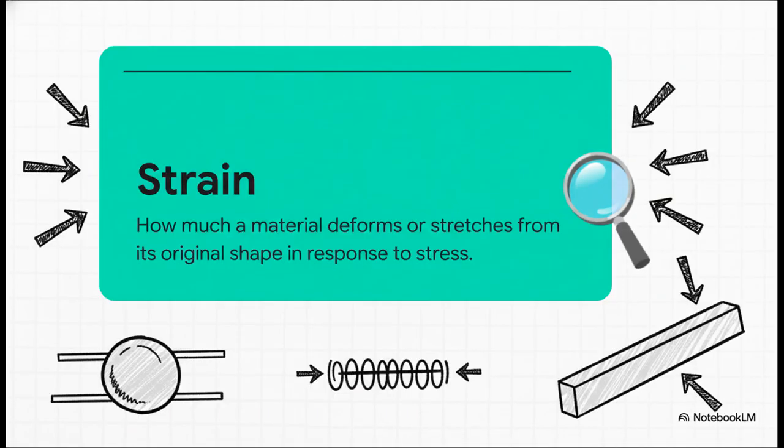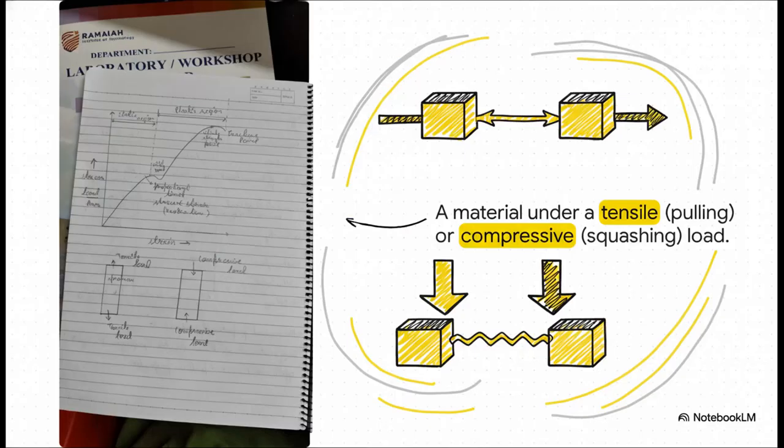Now, if stress is the action, then strain is the reaction. It's really just a way to measure how much the material actually changes its shape. How much it stretches or squashes or bends away from its original form when all that stress is being applied. And you can apply stress in two basic ways. You've got a tensile load, which is a pulling force that stretches things out, and then you've got a compressive load, which is a squashing force that squeezes it. Each one reveals something totally different about what a material is made of.